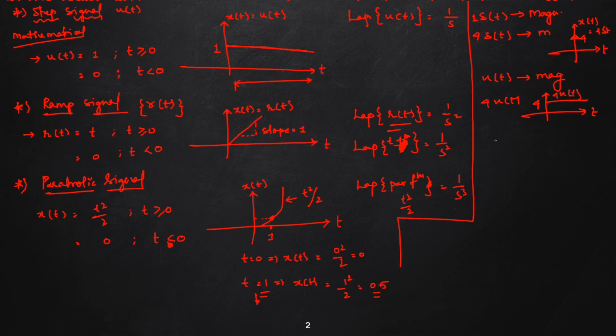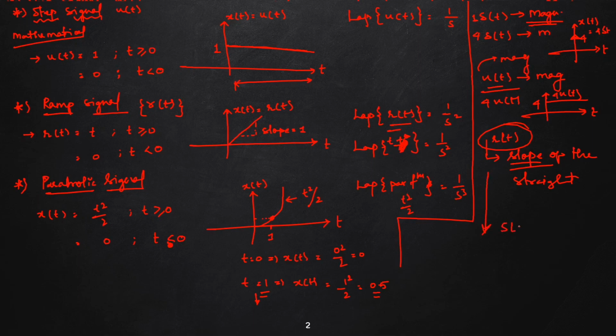But in the case of the ramp signal, the coefficient indicates the slope of the straight line that you draw. This is very important. In the case of ramp, the coefficient indicates the slope, and of course for parabolic also the slope is indicated. Whereas for the standard signals, impulse and step, the coefficient indicates the magnitude. For the ramp signal, it indicates the slope. This you need to remember.